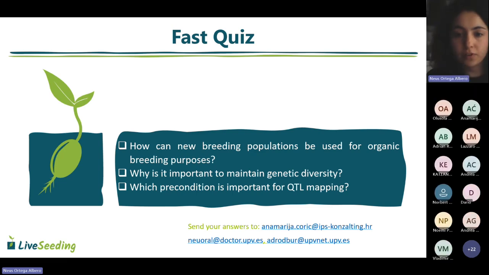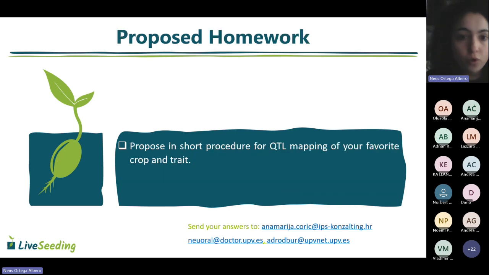Sure. As some of you have been asking, I'm also sharing the proposed homework. The proposed homework is a short procedure for QTL mapping, just theoretically, of your favorite crop and your favorite trait in this crop. And you have 1 week to send it by email to Ana Maria, Adriana, and me. Okay, I leave you 2 minutes, and I comment on the fast quiz and the take-home messages.